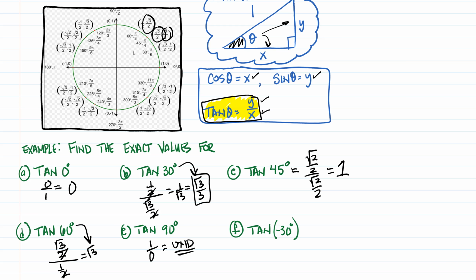So there are certain points around the unit circle where the tangent is not going to be defined, and those points are going to be wherever we get a 0 in our denominator or wherever the x value is worth 0. Okay, last one, the tangent of negative 30.